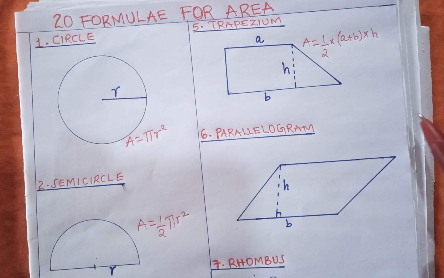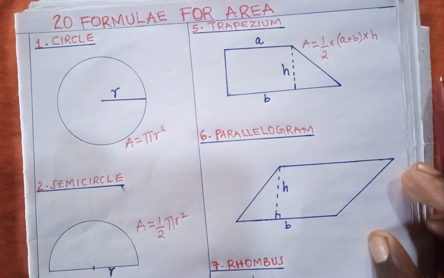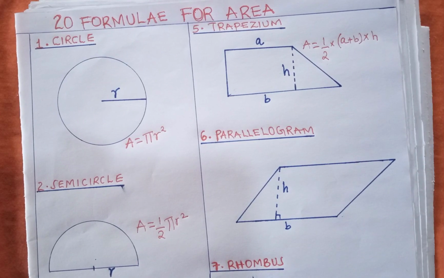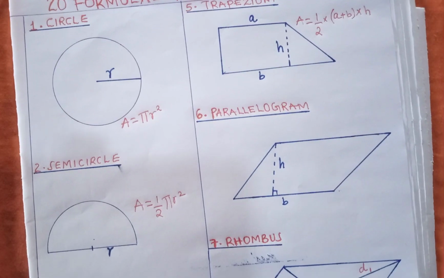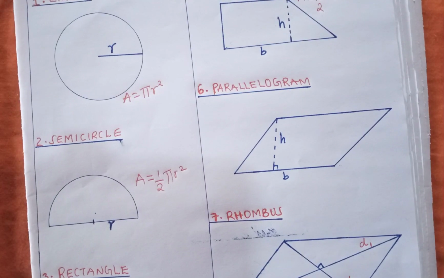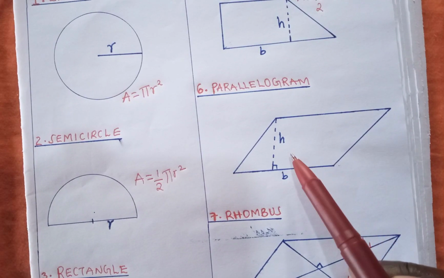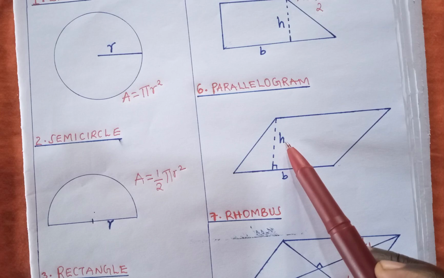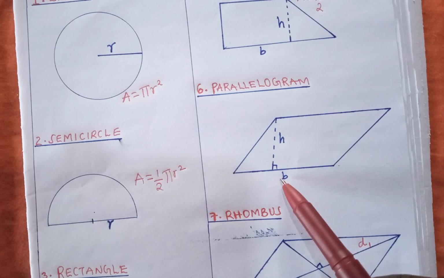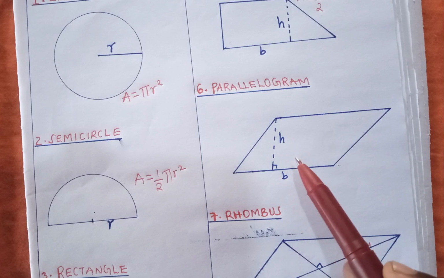It will give you the area of the trapezium. The next thing is a parallelogram. If you check, I have H here standing for the height, and of course B here stands for the base.